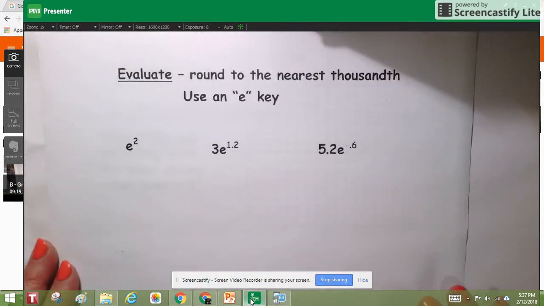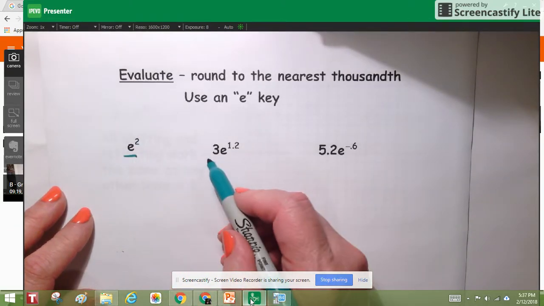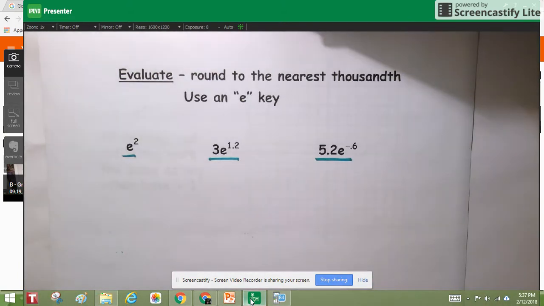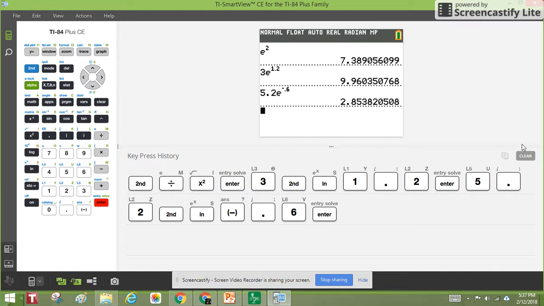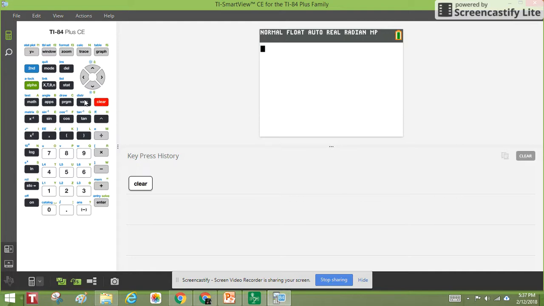You can also use your calculator to evaluate e. So I'm going to put e squared in my calculator, 3e to the 1.2, and 5.2e to the negative 0.6. If you go to your calculator, you can see there are a couple of buttons where you can use e. One of them is right here above this natural log button, so you'll have to go second. And you can see up here it says e to the x. Or also above this division button is also e, so you can go second division. I like to use this one because it's already raised to an exponent, and all the ones that I'm going to be working on here have an exponent.